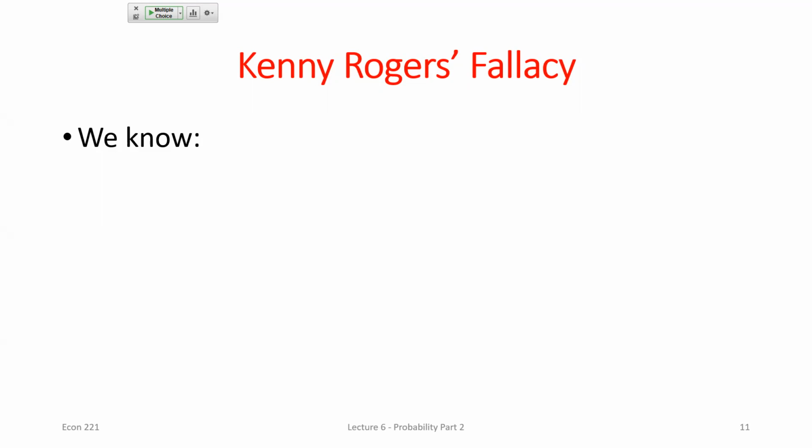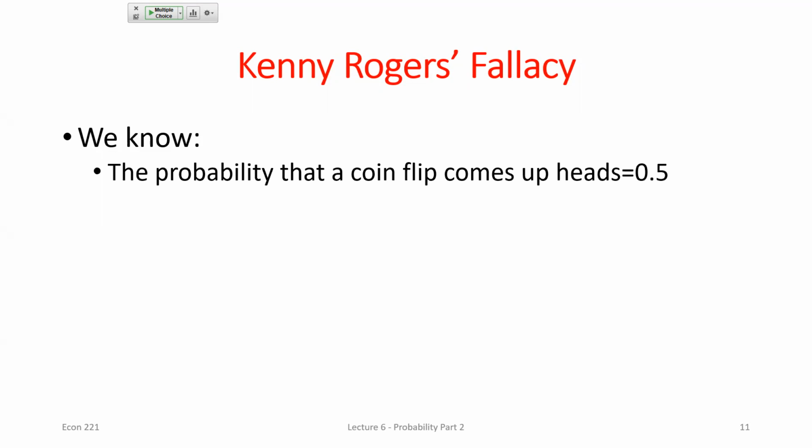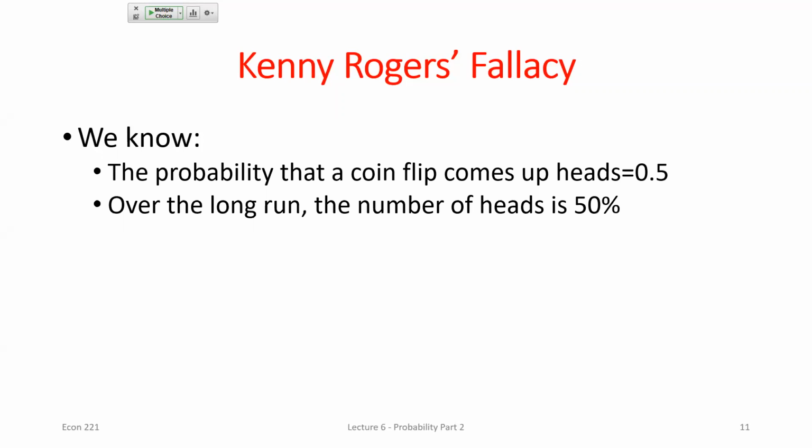Okay, let's calm down. But there's this thing that people fall victim to when they gamble, and I put Kenny Rogers fallacy, but it's the gambler's fallacy. Yeah, know when to hold them, know when to fold them. If I'm flipping a coin, every time I flip that coin, the probability that it comes up heads is 0.5. It doesn't matter. If I flip a coin that comes up heads, the next coin flip, the probability it comes up heads is still 0.5.